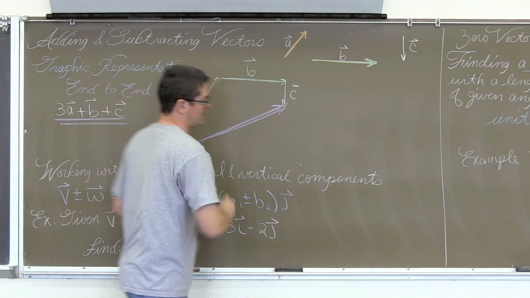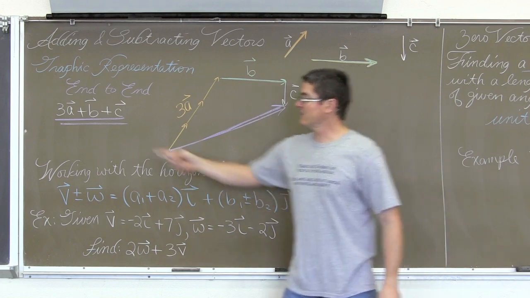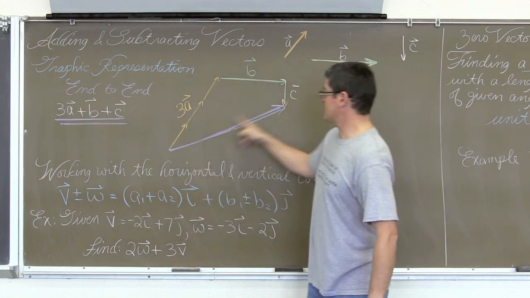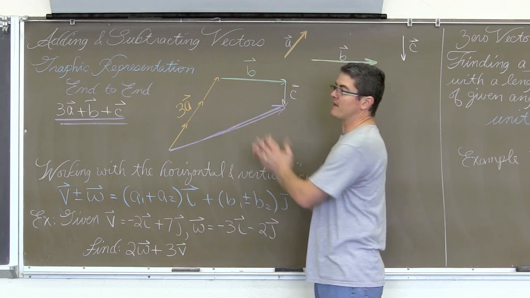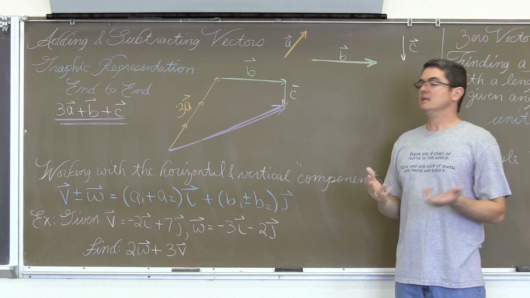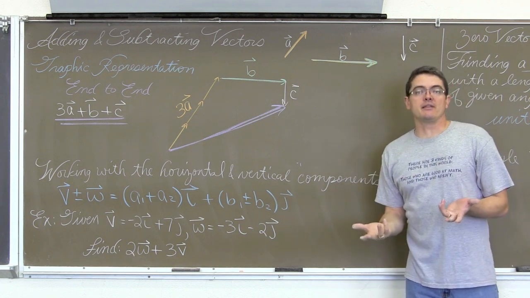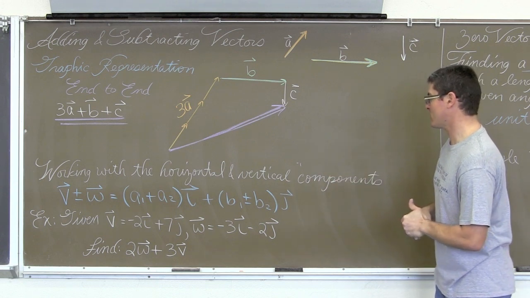This purple vector is 3a plus b plus c. Let's not forget this is a scalar multiple, and this is the resultant vector. So there is my preferred method of drawing vectors in space. That's using, let's just call it the end-to-end method, as opposed to the parallelogram method. Working with horizontal and vertical components.